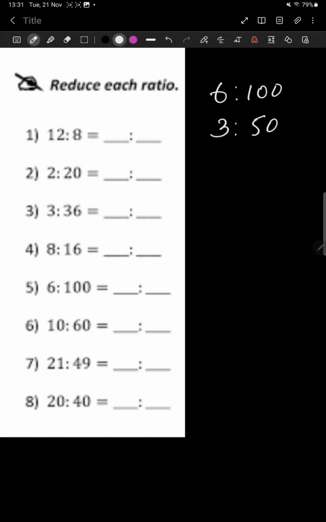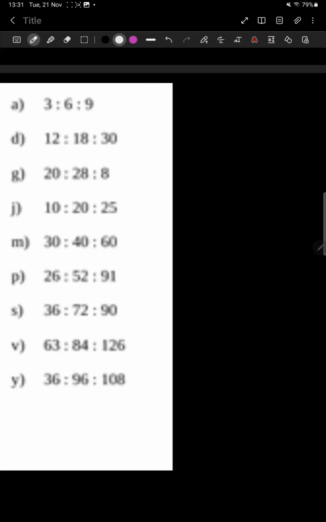factor. Next, for instance, we are taking 21 and 49. 21:49. So they are coming in the table of 7. 7 3s are 21, 7 7s are 49. So they are in the reduced form. Whenever you are having three numbers, you must divide all the three numbers by the same common factor, like 3:6:9. So 3 1s are 3, 3 2s are 6, 3 3s are 9. So all the three numbers are coming in the same table.